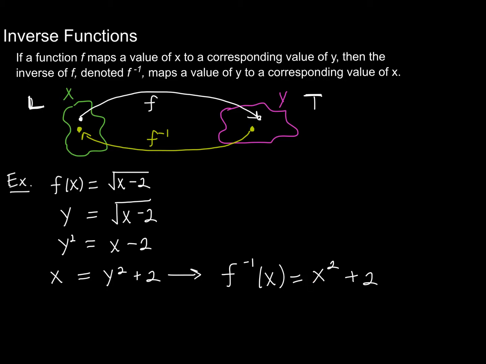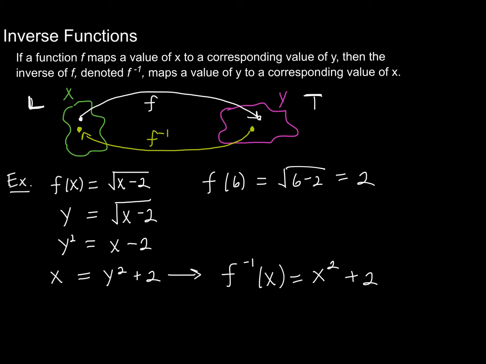Even though I'm using the same variable here, I know that it's a different relationship and it's an inverse relationship, and I can see that given the inverse notation that I have here. To prove to you that this works, let's go ahead and find f of 6. f of 6 is the square root of 6 minus 2. 6 minus 2 is 4, and the square root of that is going to be 2.